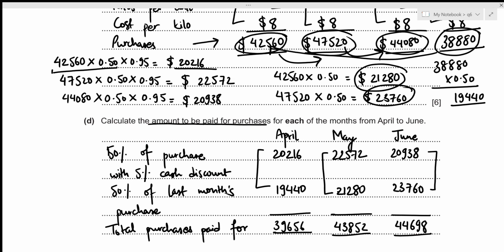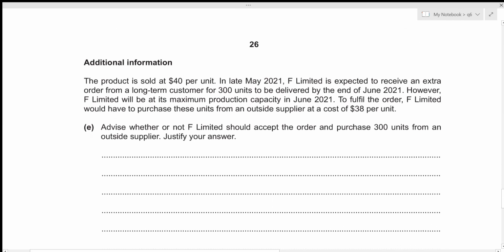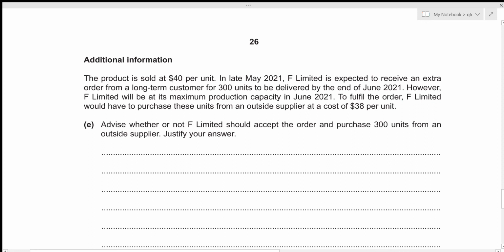We can now move towards the fifth one. We're given additional information. The product is sold at $40 per unit. In late May 2021, F Limited is expected to receive an extra order from a long-term customer for 300 units to be delivered by the end of June 2021. However, F Limited will be at its maximum production capacity in June 2021. To fulfill the order, F Limited would have to purchase these units from an outside supplier at a cost of $38 per unit. Now we need to advise whether or not F Limited should accept the order and purchase 300 units from an outside supplier.